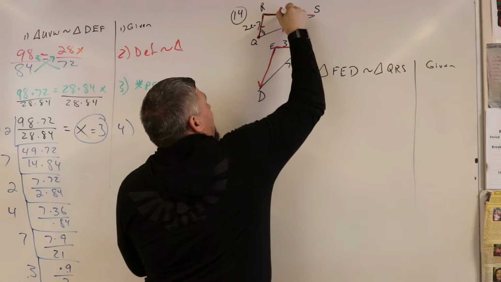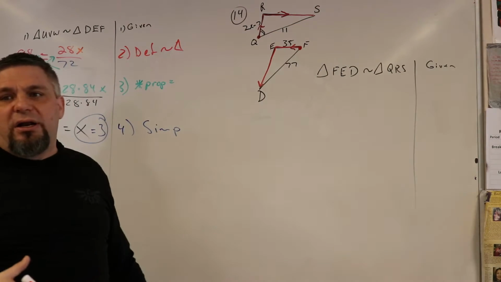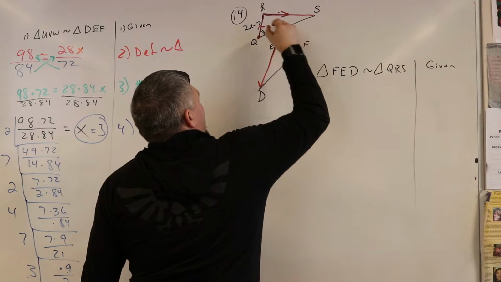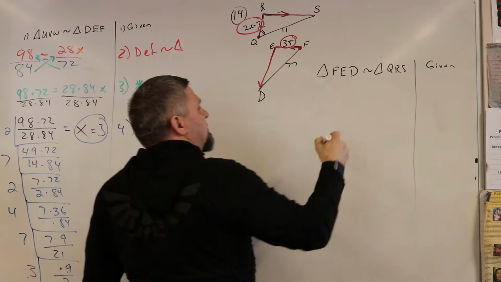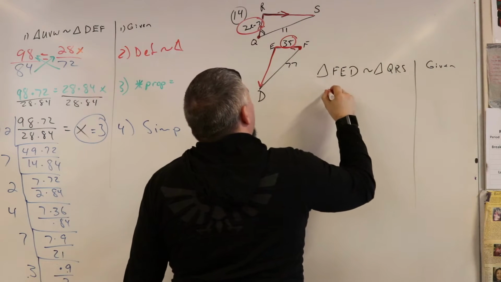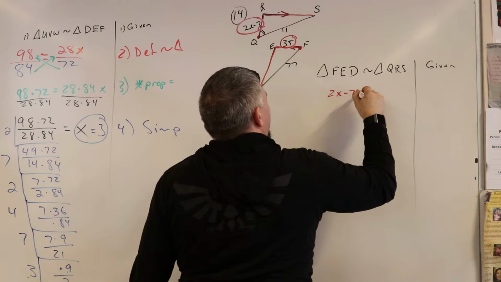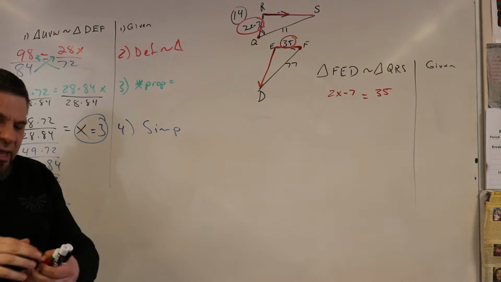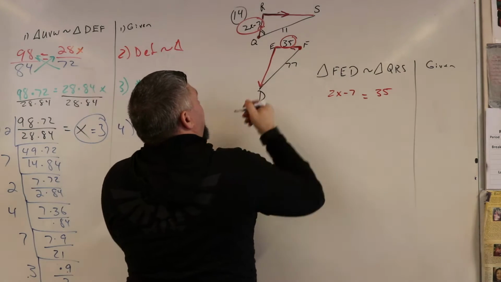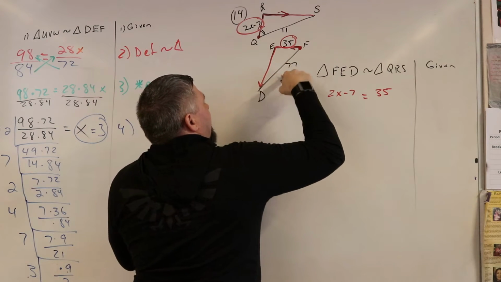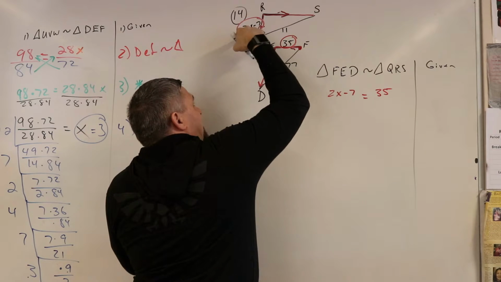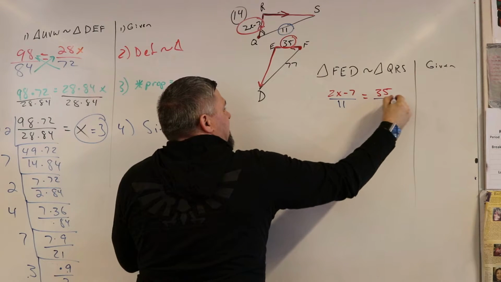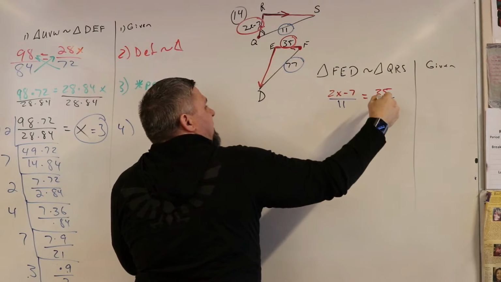QRS. So it's telling us the direction. So QR is to FE. Okay? So FE and QR. It doesn't matter which one you put first. 2x minus 7 is equal to 35, right? And you notice how there's not anything over here, but there is something over here. So if we started with this guy, underneath it will be 11. If we ended with this guy, then underneath it will be 77.